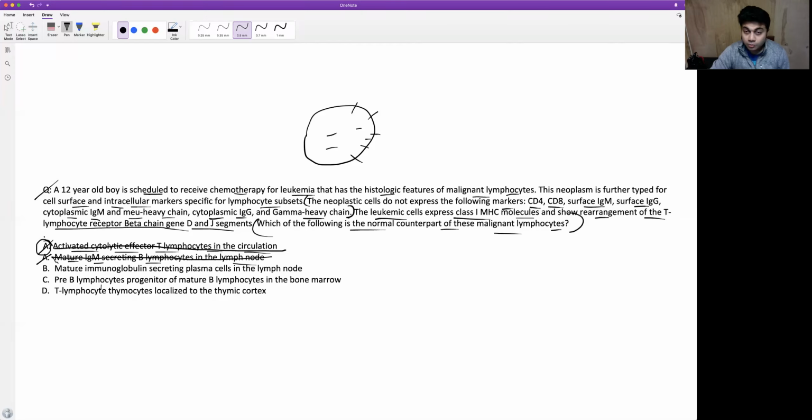All right. Option, this should be C, but again by mistake it became B. It says mature immunoglobulin secreting plasma cells in the lymph node. Come on, this is not a plasma cell. Plasma cells are from the B lymphocyte, right? When B lymphocytes are activated, they form the plasma cell, and those cells, which we call the plasma cell, can secrete the antibodies, right? So this line is also going to be struck out.